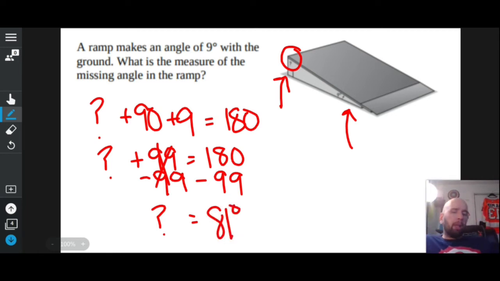Now, some of you might be like, I could have done that faster, Mr. Perich. I could have done 180 minus 9 minus 90. You're absolutely right. Or you could have been like, well, since that's a right triangle, I only care about 90 degrees, and so 90 minus 9. You're absolutely right. So many ways to solve a triangle. So many ways to get the job done.